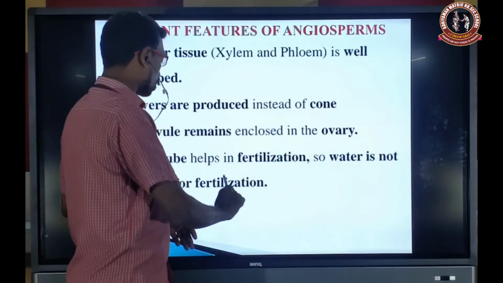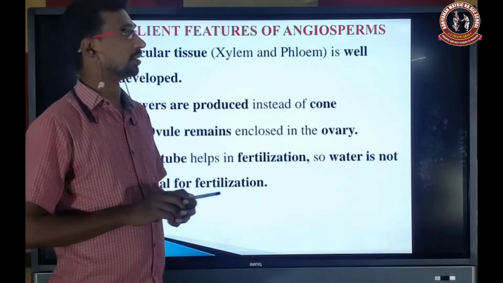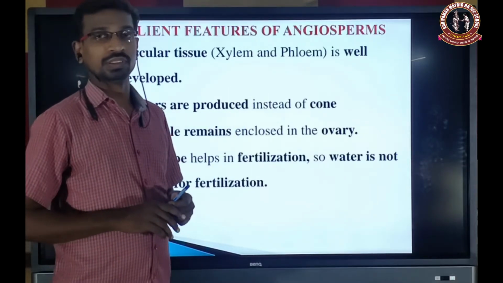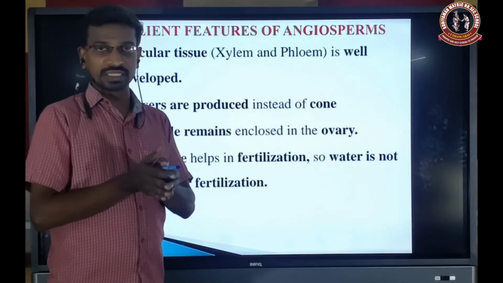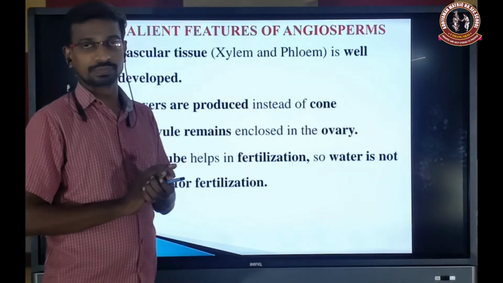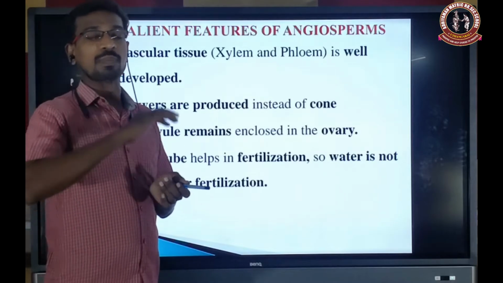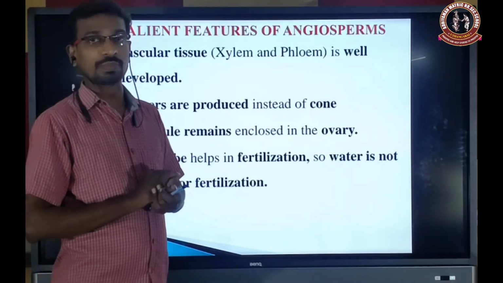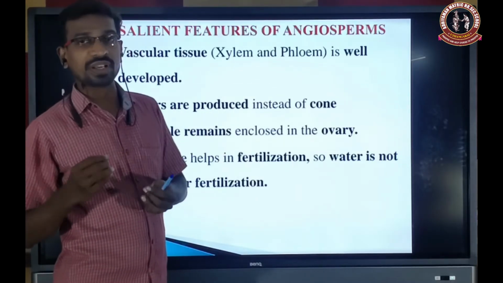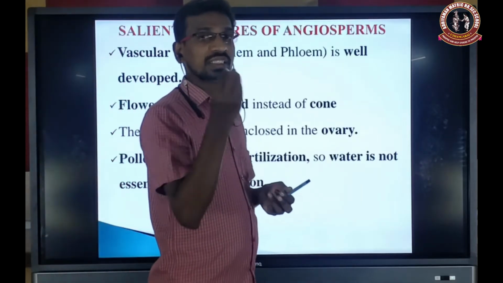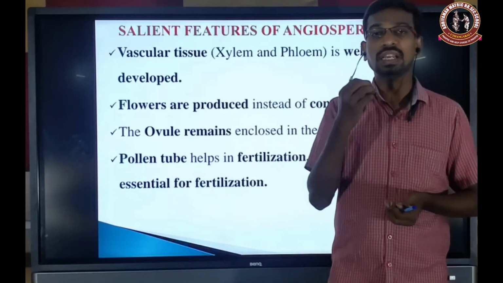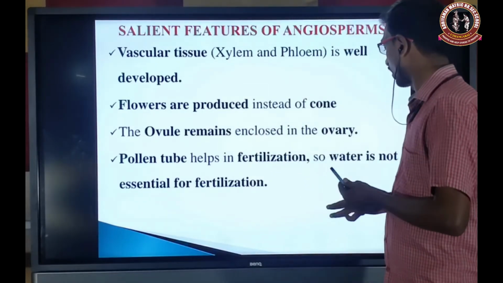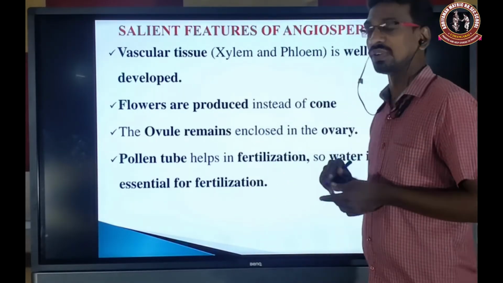So water is not essential for fertilization in angiosperm. Water is not required because a different pollinating agent is there to carry the male gamete, the pollen grain, and the pollen grain directly reaches the stigma. The pollen tube formation occurs, that is the germination of the pollen grain, and it carries the male gametes. That's why water is not essential for fertilization.